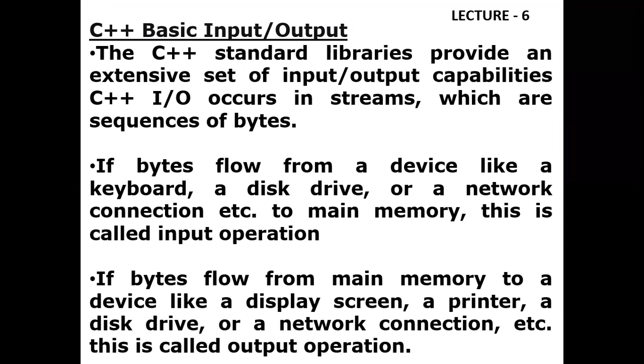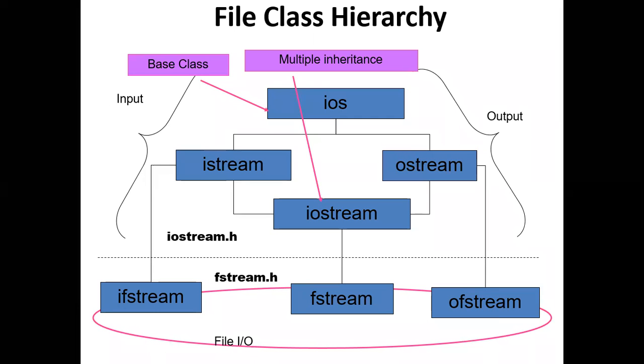If bytes flow from a device like a keyboard, disk drive, or network connection to the main memory, we say that an input operation is occurring. If the bytes flow from the main memory to the screen, printer, or disk drive, then the bytes are flowing for the output operation that we can see on our display unit. Now, we will see the class hierarchy.